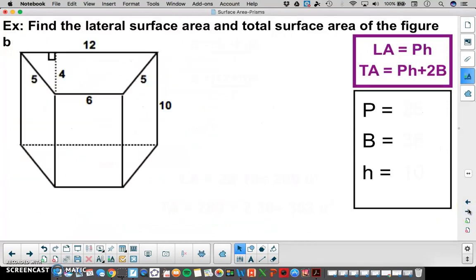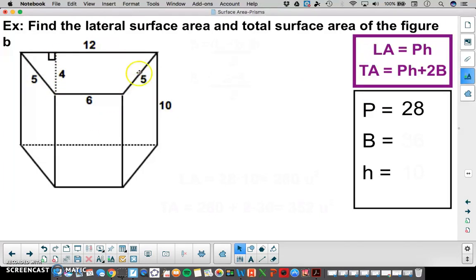Next we have a trapezoidal prism. I'm going to first find the perimeter of that base. So I can see I have all the sides here. So 6 plus 5 plus 12 plus 5 gives me a perimeter of 28.